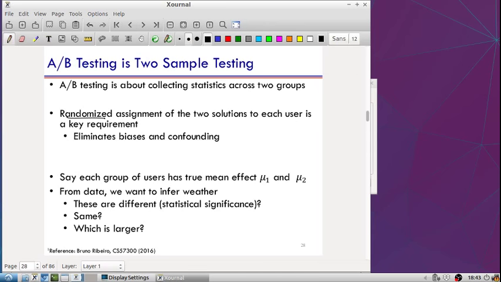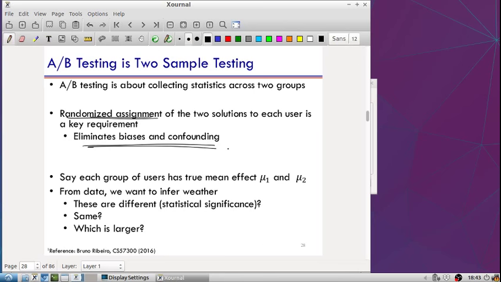And why do we care about random assignment? Because it eliminates bias and confounding. So you should not decide which solution to show to which user based on the user characteristics. For example, if you know that your user is a college student versus a working professional, you should not base your decision of which version to show on that. Okay, that's what we are saying.